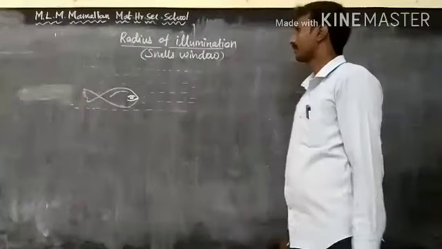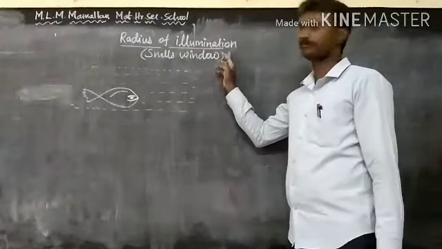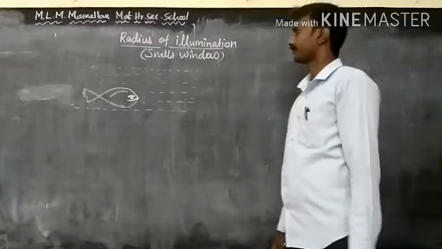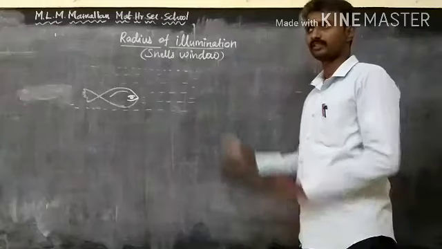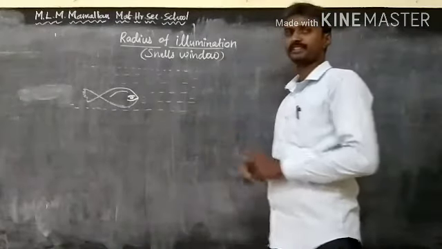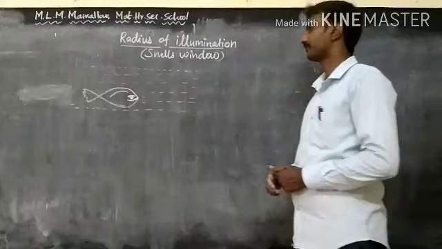Okay, next we are going to discuss the radius of illumination. It's also known as Snell's window. This is also an application of total internal reflection.